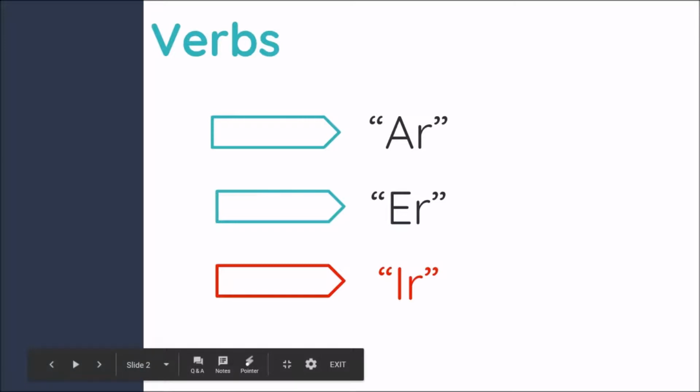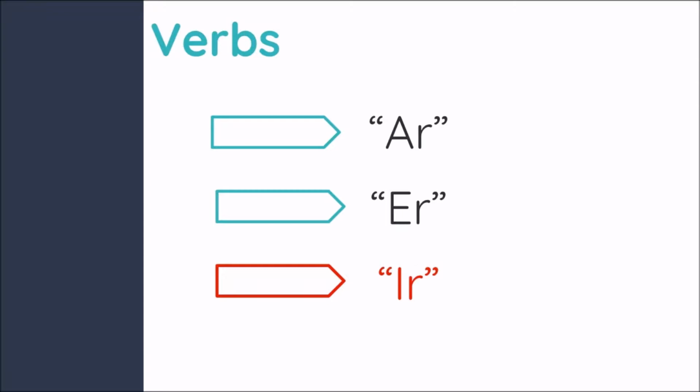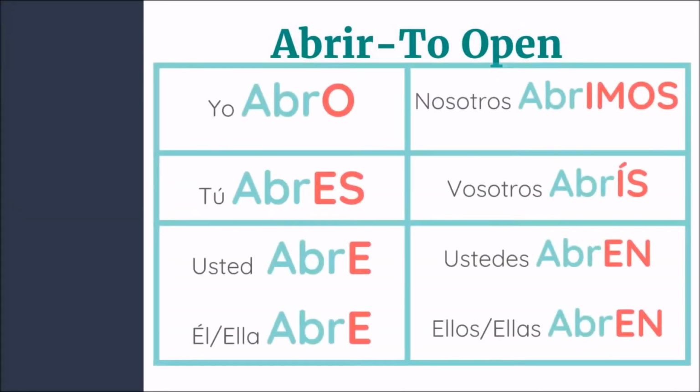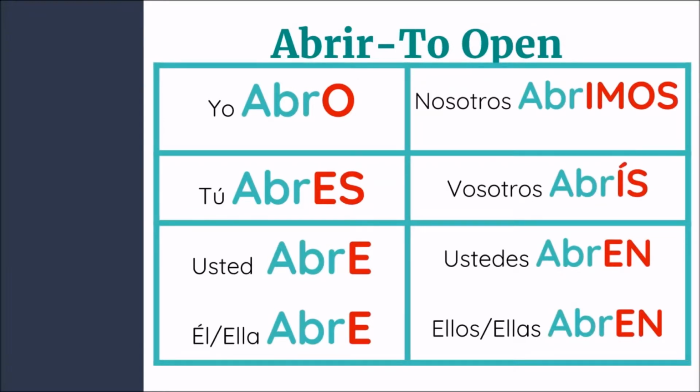So let's jump right into it with a nice example of a regular IR verb. This one is nice and normal, so we can learn how to conjugate correctly. And it is abrir, to open. Remember, all yos in Spanish end with O. Of course, this includes IR conjugations. So, yo abro. You take off the IR and you add the O on.